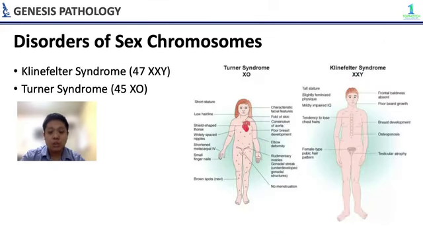Next, you have your disorders of sex chromosomes. First is Klinefelter. They are phenotypically male, but they have an extra X chromosome. So their features are somewhat feminized.